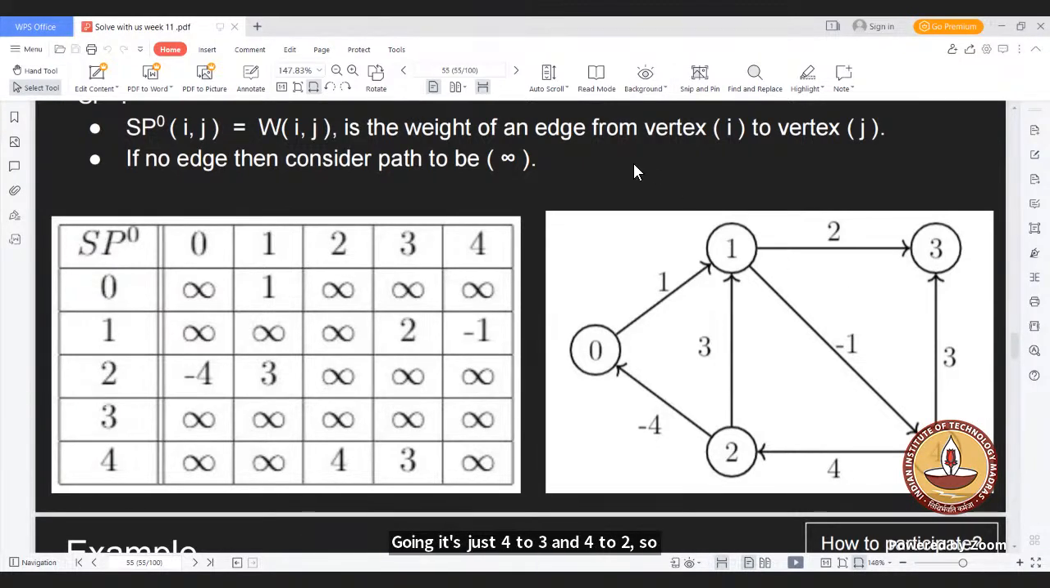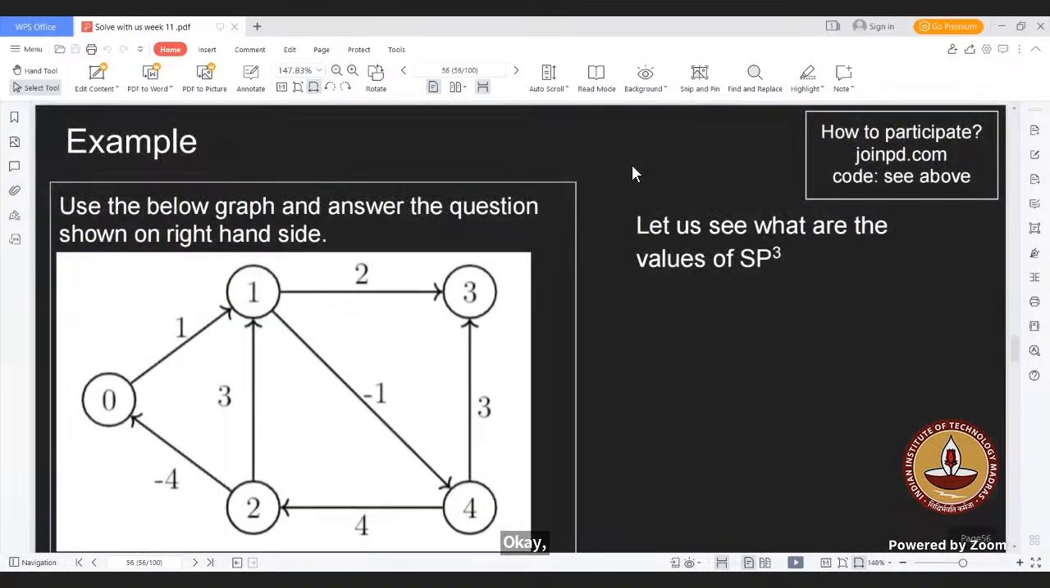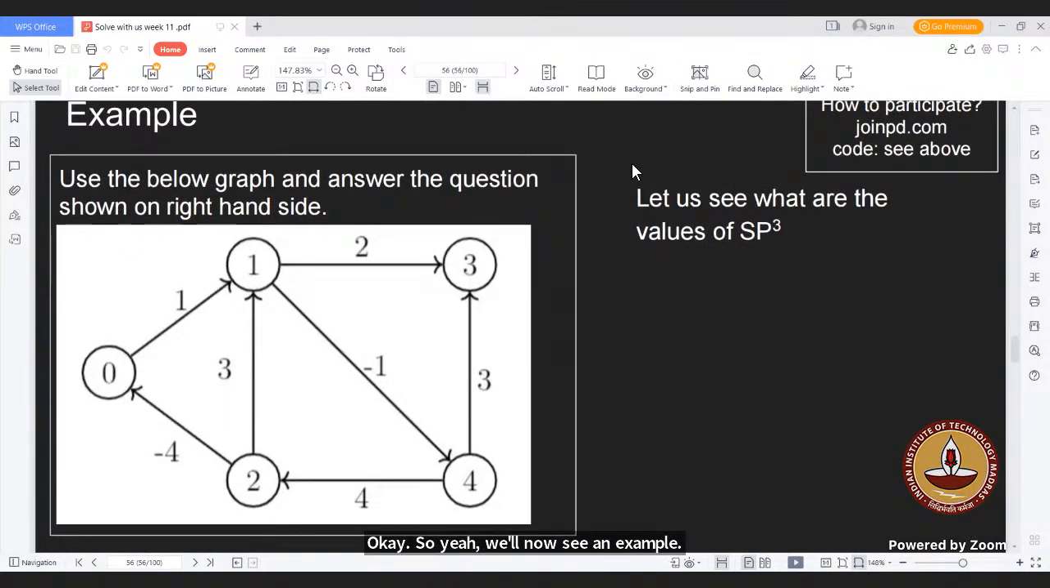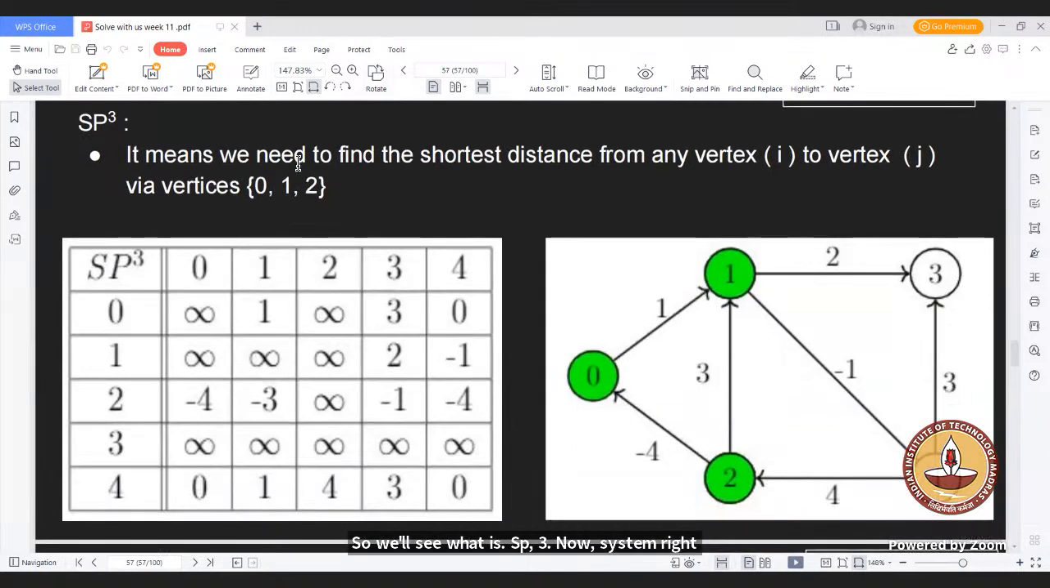Okay. So now we'll see an example. We'll see what SP3 is now. Just a minute. SP3 means we can travel via 0, 1 and 2 only.